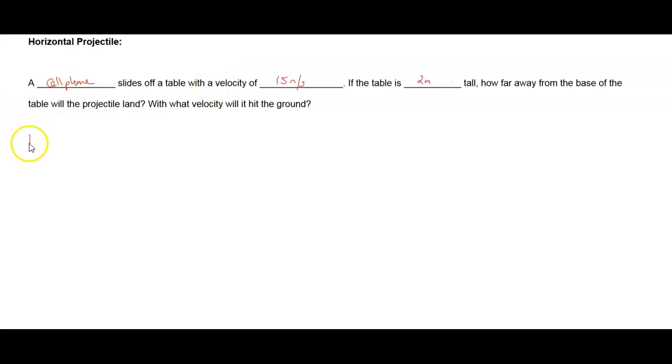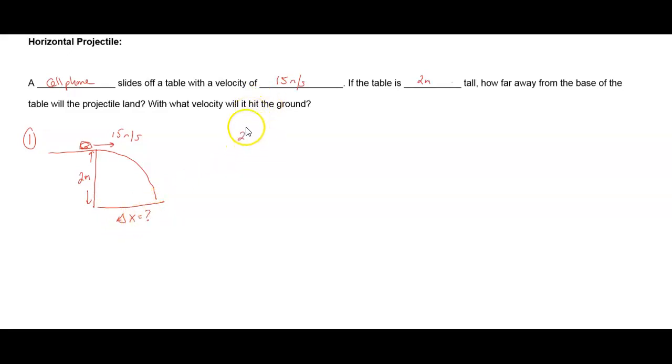As always, I would recommend that you start by drawing a picture. We're going to have our very tall table, so this is 2 meters vertically. We have our little cell phone here, and it's going to be sliding off the table at 15 meters per second. And we want to know how far away from the base of the table this is going to land. That's our delta x value.